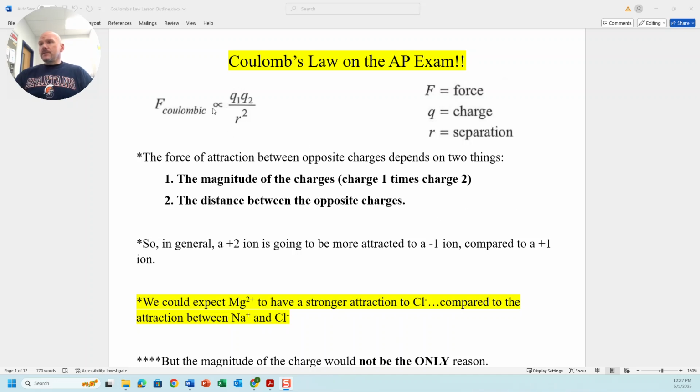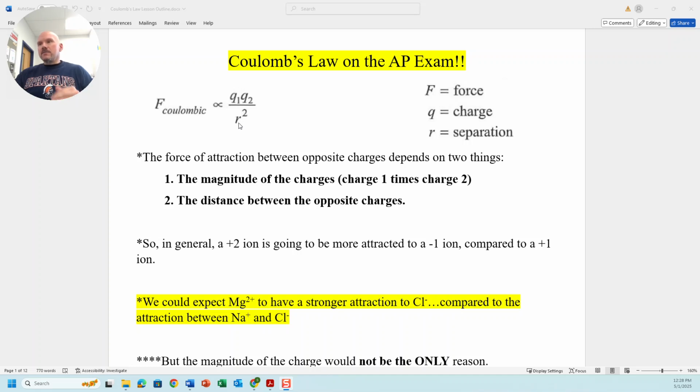Now, the first thing I'll say is this is the first year that they've actually had Coulomb's law on your formula sheet, right here. It's an equation, but it just says proportional to, so it doesn't say equal. I don't think you're going to be using this to actually calculate a value of the force of Coulombic attraction. It's just there to remind you of the relationship. The force of how attracted things are or how strongly they repel each other is proportional to the product of the two charges, charge one times charge two, the absolute value, divided by r squared.